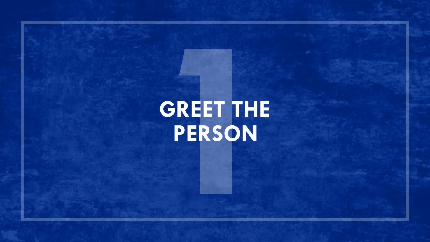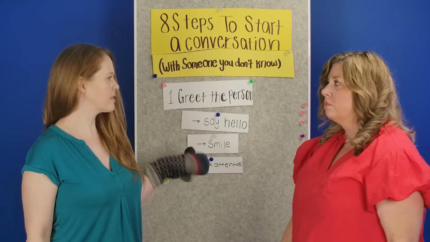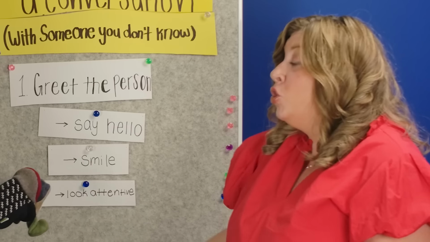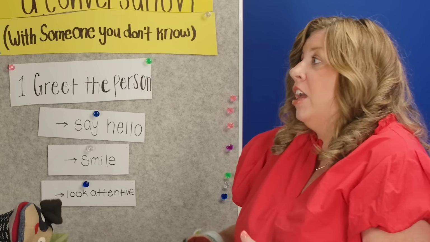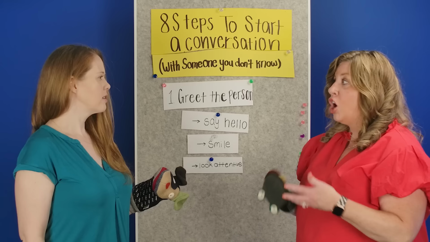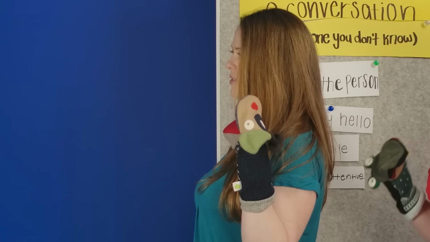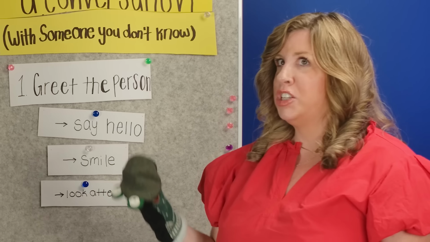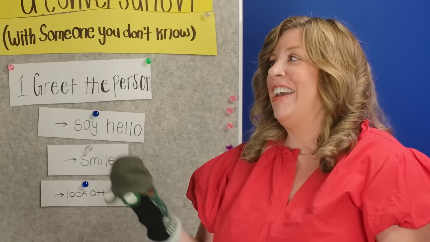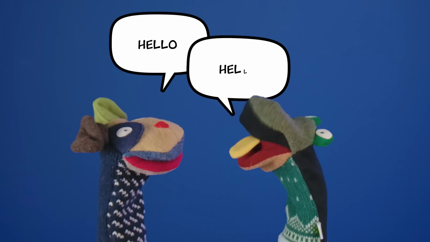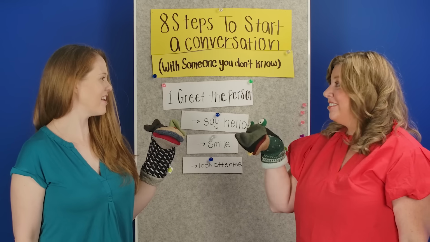Step 1, greet the person. Say hello, smile, look attentive. Does that mean eye contact? Do I have to make eye contact? Nope, you don't have to make eye contact. If you're present in the conversation, meaning my body's turned toward you, talking to you, as opposed to my back is to you. And does it happen? Yeah, there's people who talk to me and I never realize they've been talking to me. Of course. Okay, so look like you're talking to them. So, hello. Hello. Doable? Step 1. All right, what's step 2?